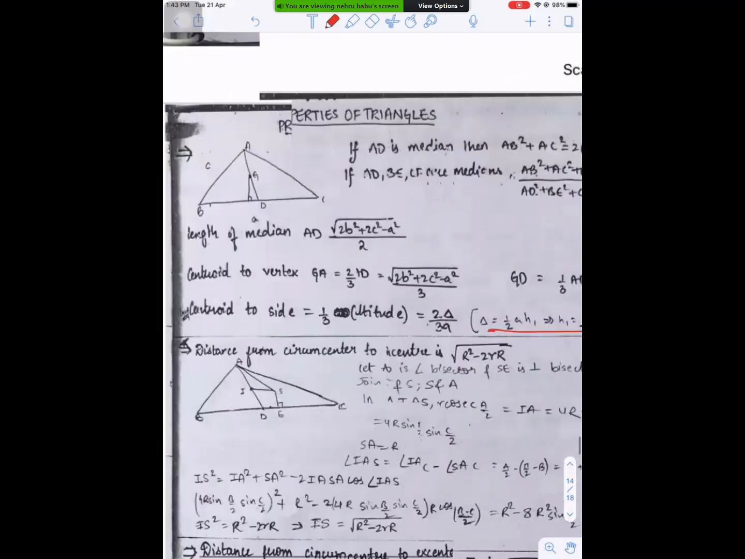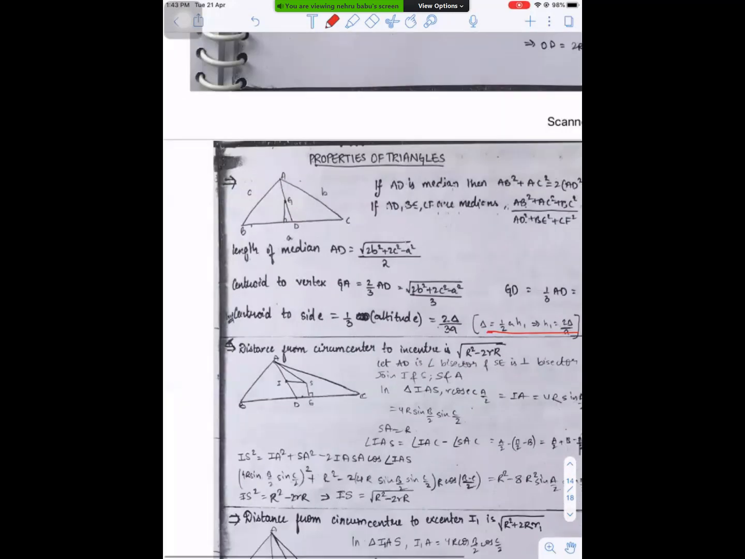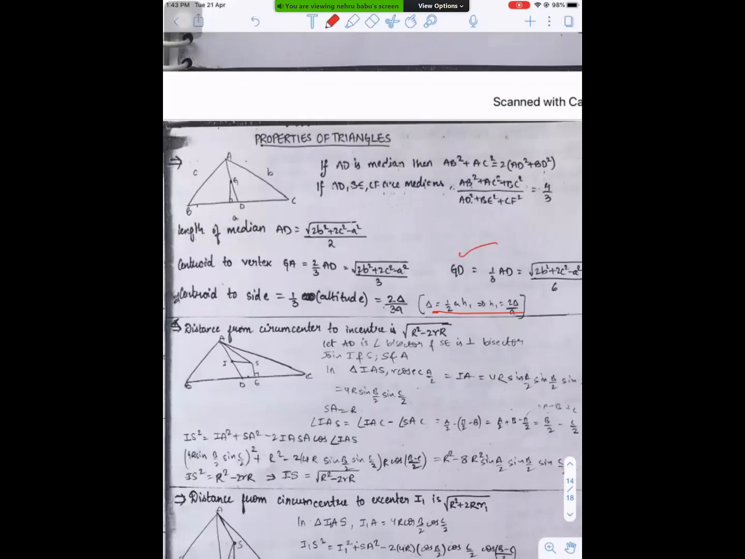Here, if you observe, GD need not be perpendicular to the base. That's why the GD distance is different from the distance from centroid to side. GD is not perpendicular, so the GD length is different. The distance from centroid to this side is also different. And why is this 1/3 of the altitude?